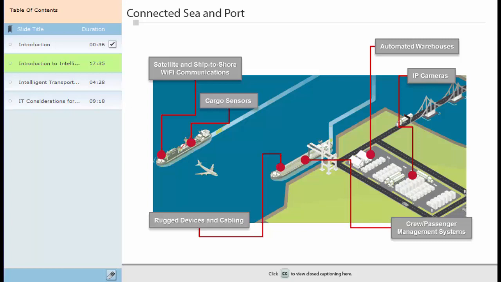Ship-to-shore Wi-Fi communication systems provide mobile access to cruise ship passengers while in port, as well as providing logistics support to the captain and crew. IP cameras enhance port and vessel security measures.